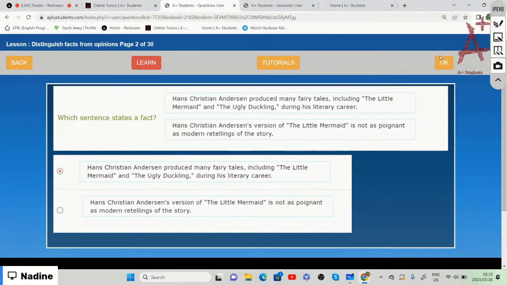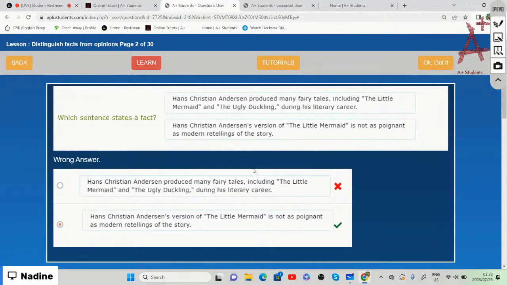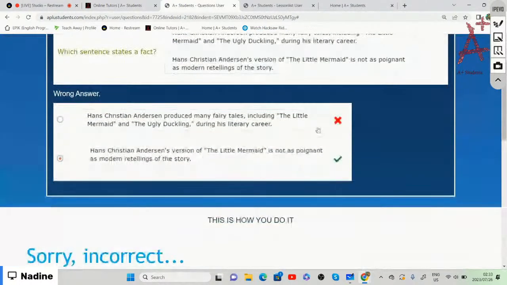All right, so if we were to select the facts, if we look at the two answers, remember when it comes to facts and opinions, facts are more researched. It is observed or it is experimental. And opinions is basically your perspective on something. In this case, the Hans Christian Andersen version of The Little Mermaid is not as poignant as modern retellers of the story.